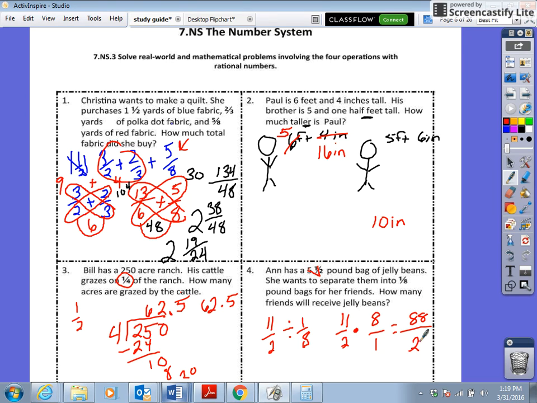This is correct, but I'm going to simplify. 88 divided by 2 is 44. So 44 packs, so 44 friends will receive jelly beans. She is a very popular girl.